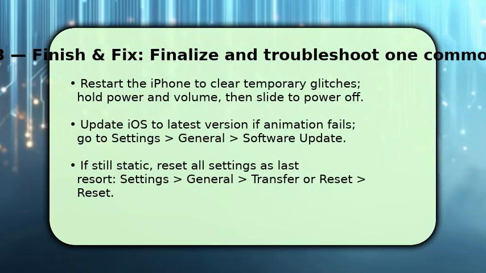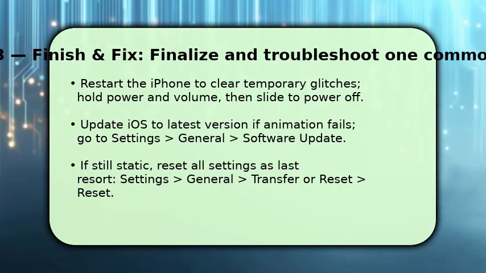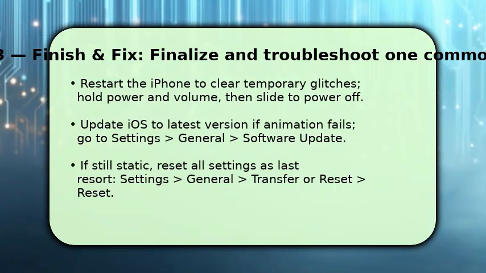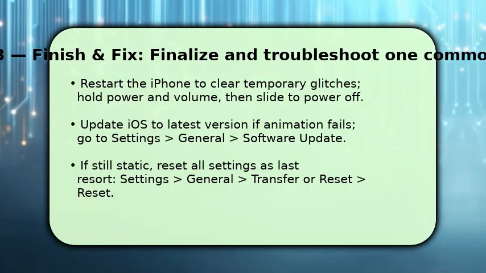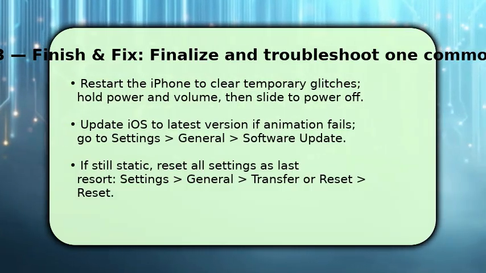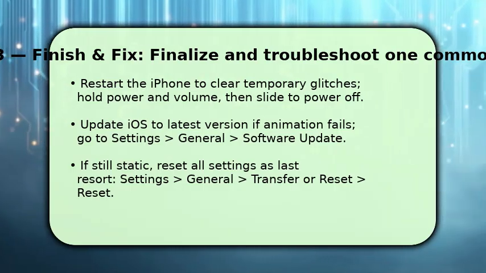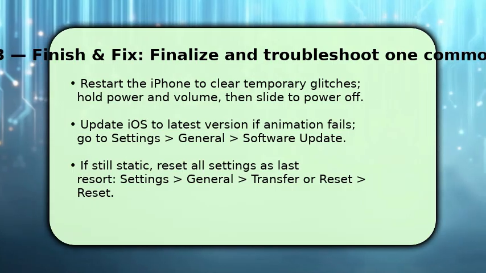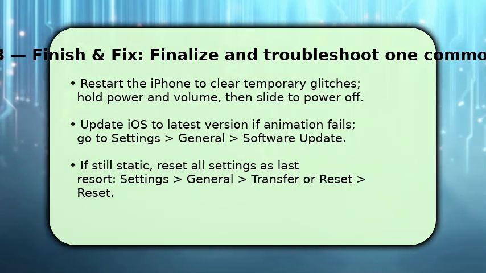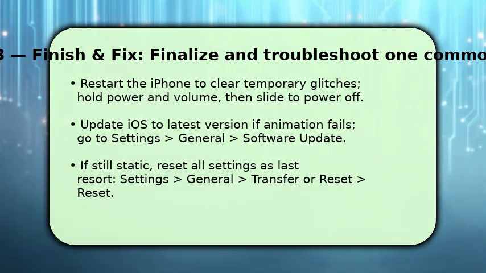Finish by clearing transient glitches and applying updates so live wallpaper stays active. Restart your iPhone to refresh system services. This often restores the live press-to-play behavior. If restarting doesn't help, install the latest iOS update because system fixes frequently address animation bugs. Make sure Reduce Motion remains off after updates.